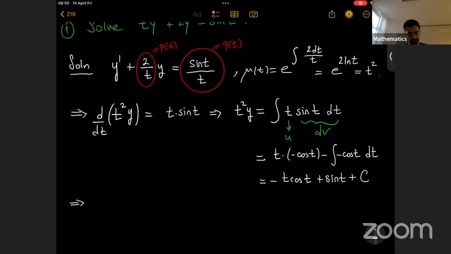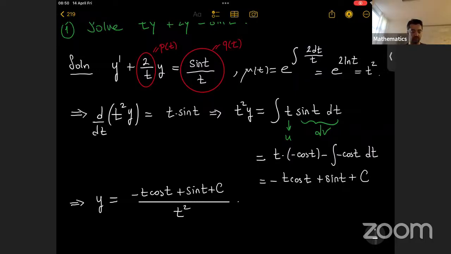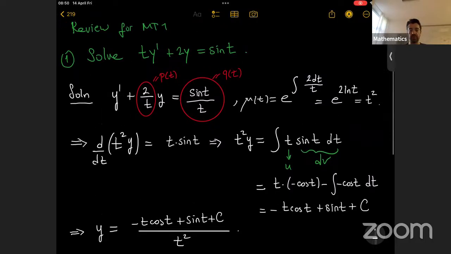So from this, we can write y explicitly. y is equal to minus t cosine t plus sine t plus c, over t squared. Okay, so this is the answer. So this is the general solution of the equation. Any question with this? Is it clear for all?